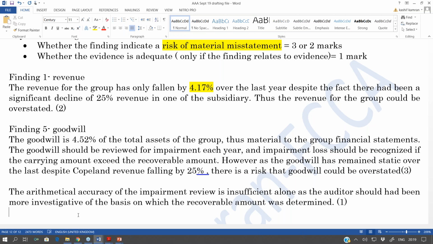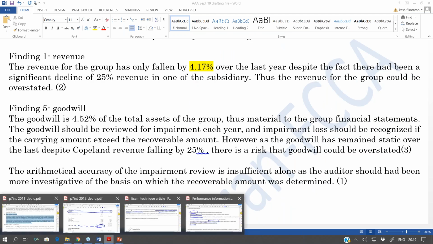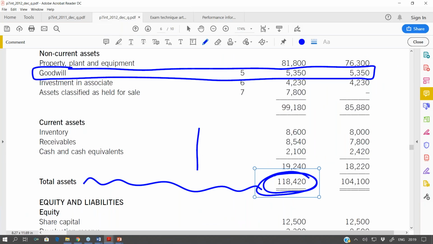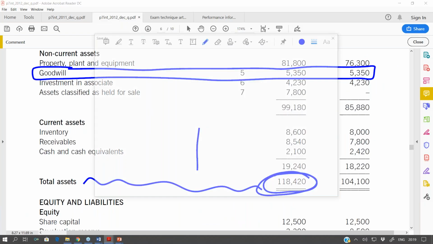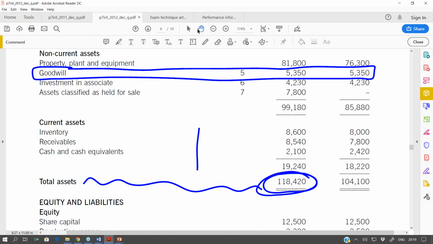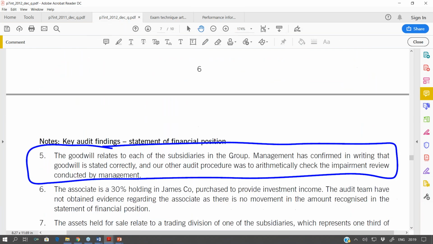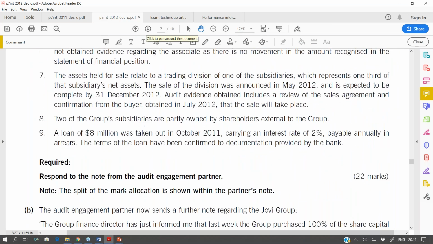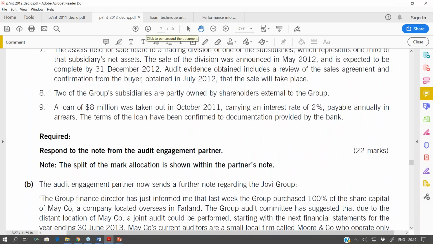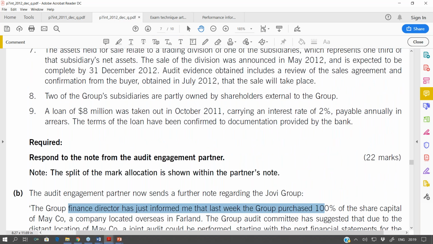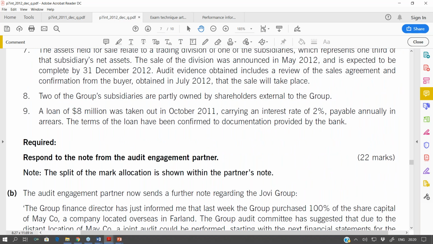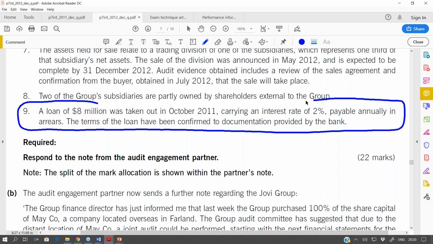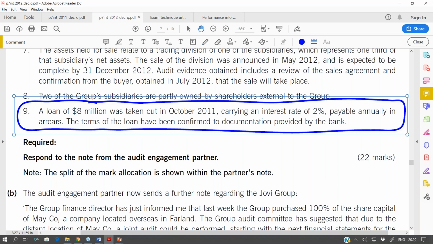Okay, let's do one more finding. Let's go back to the question and let's do another finding. Okay, can you look at this finding number 9? Can you just read this finding number 9?